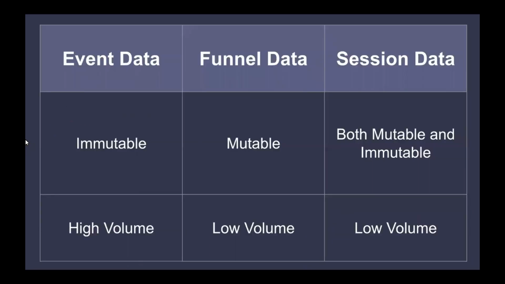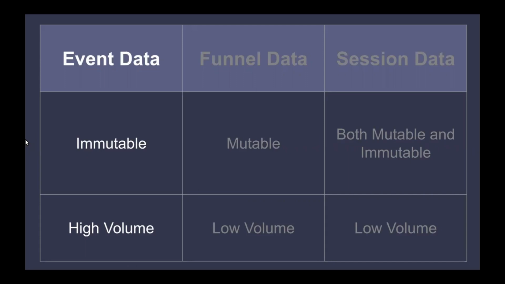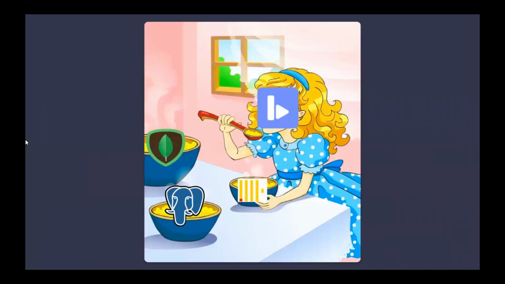Now, this is a quick overview of the 3 kinds of data that we're working with. And what's important to note is that each one has a unique combination of mutability and volume. We needed to pick a starting place, so we chose event data because its high volume represented the most significant challenge out of all the 3 types. And this kicked off a database Goldilocks process for our team. We started trying out different databases until we found one that was just what we needed.